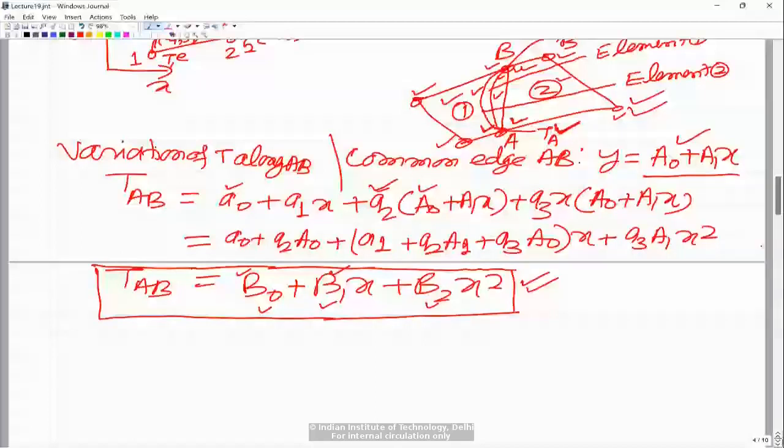The nutshell I wanted to say here is that an arbitrary quadrilateral with interpolation of unknown variables in the physical xy coordinate space does not satisfy inter-element compatibility. So that's an incompatible element. Therefore we have the concept of... is that clear now? Hello, is it clear or no?